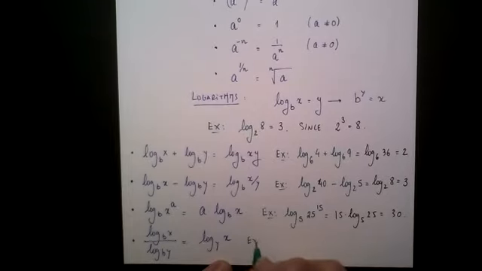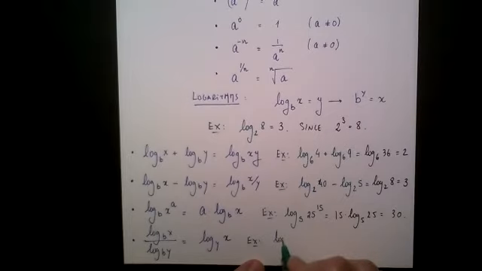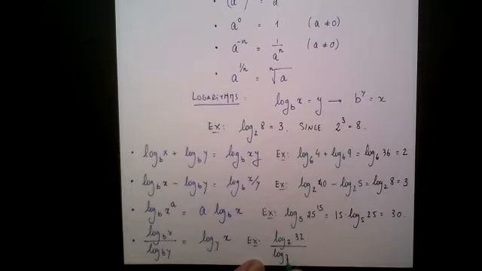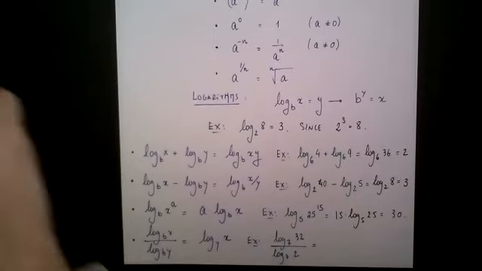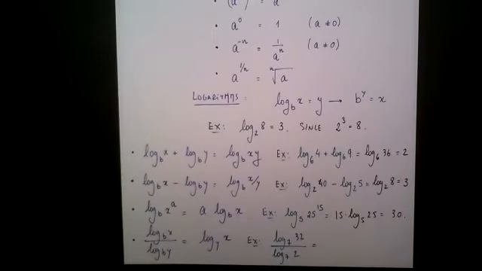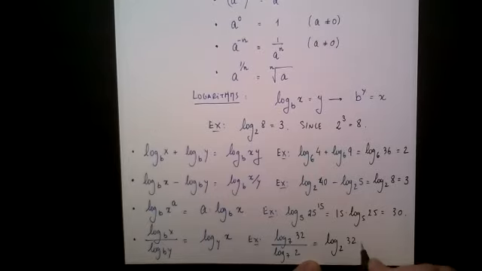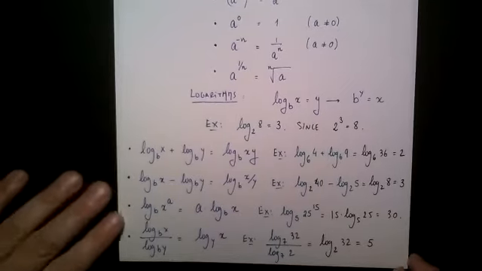Okay, and last example. So log in base 7 of 32 over log in base 7 of 2 is equal to log of 32 in base 2, and that is equal to 5, because 2 power 5 is 32. Is it okay?